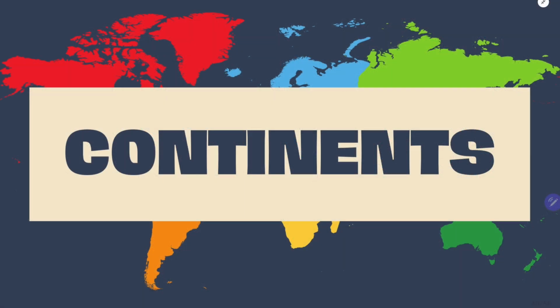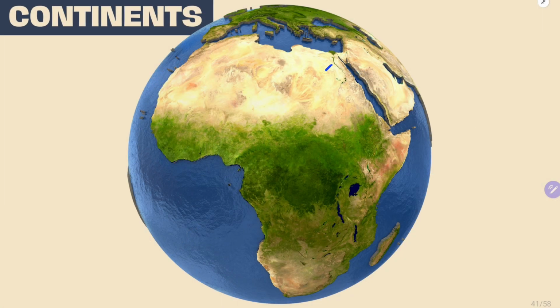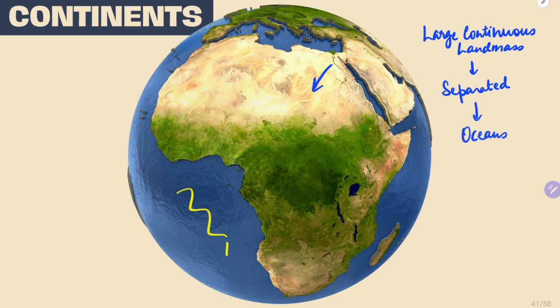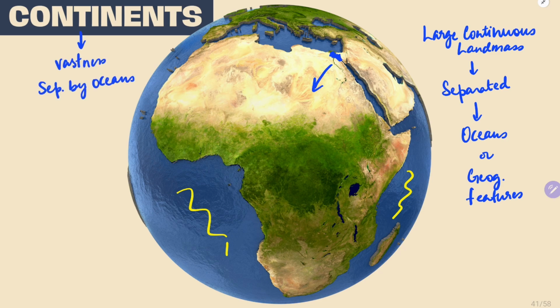Now let's take a look at the continents. A continent is a large continuous landmass that is typically separated from other continents by oceans or other distinct geographical features. While continents are mainly identified based on their vastness, separation by oceans, and geological composition, cultural and historical factors have also influenced how we classify them.